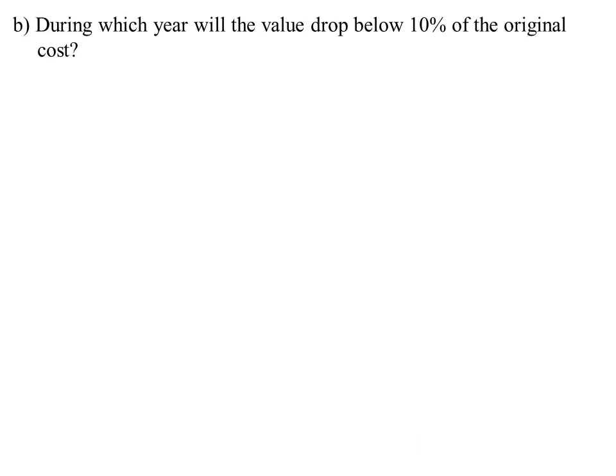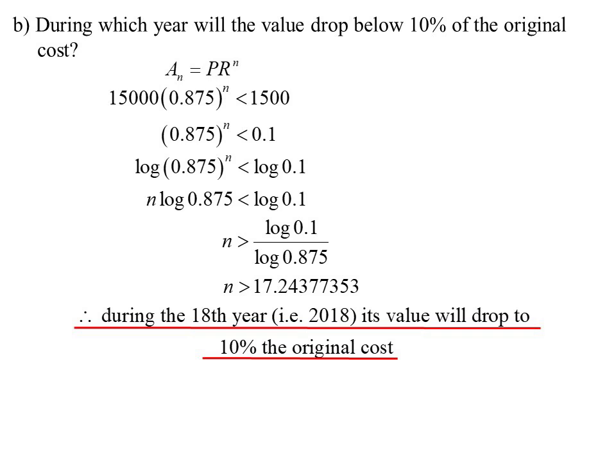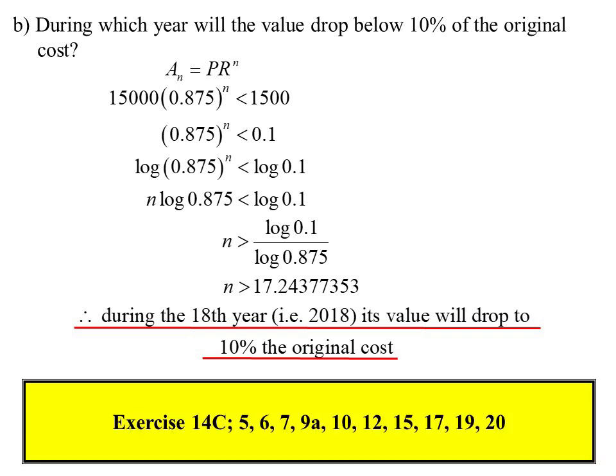During which year will the value drop below 10% of the original cost? So we want to know, when is our general term less than 1,500? We have another exponential inequality to solve, or more correctly, an exponential inequation to solve. Log both sides, bring n to the front as a power. We're dividing by a log that is less than 1, so we change the sign. And we get 17.2. So during the 18th year, 2018, it will drop. Alright, there we go.